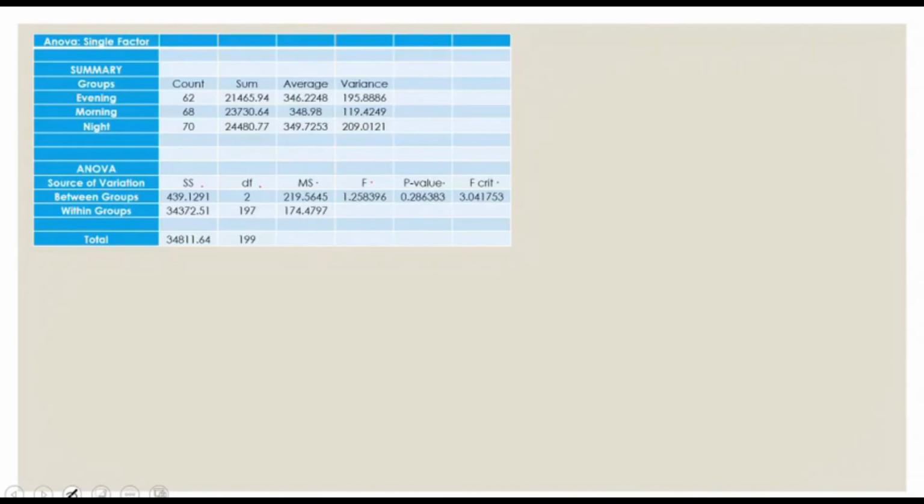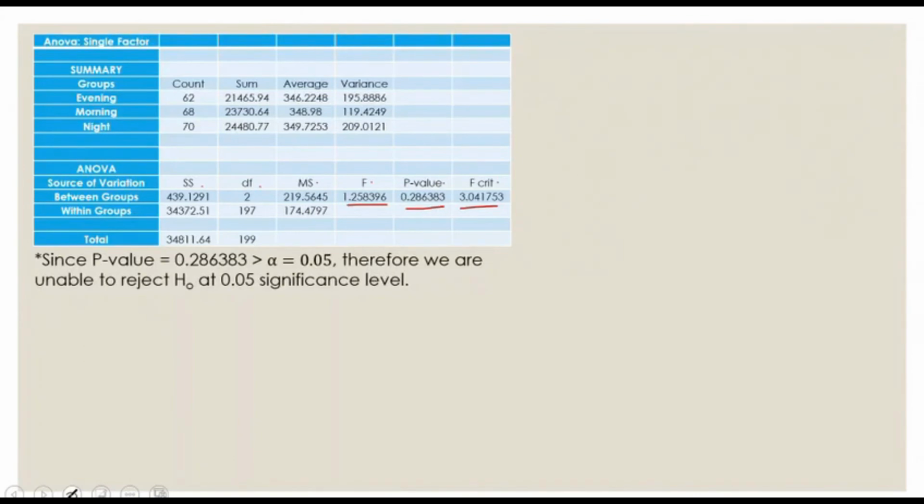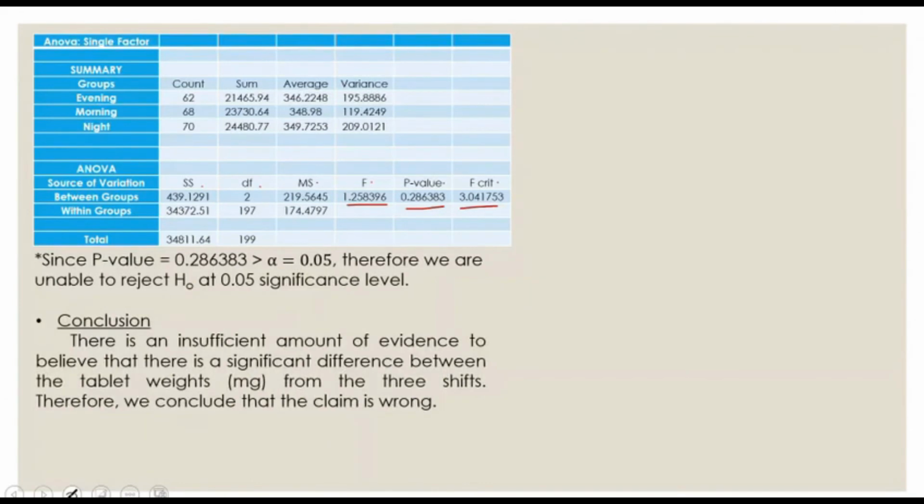And here, as we can see, the f-test value is far smaller than the f-critical value, and the p-value is much greater than the alpha, which is equal to 0.05. Since the p-value is greater than alpha, we are unable to reject H null at the 0.05 significance level, which leads to the conclusion that there is insufficient evidence to believe that there is a significant difference between the tablet weights from the 3 shifts. Therefore, we conclude that the claim is wrong.